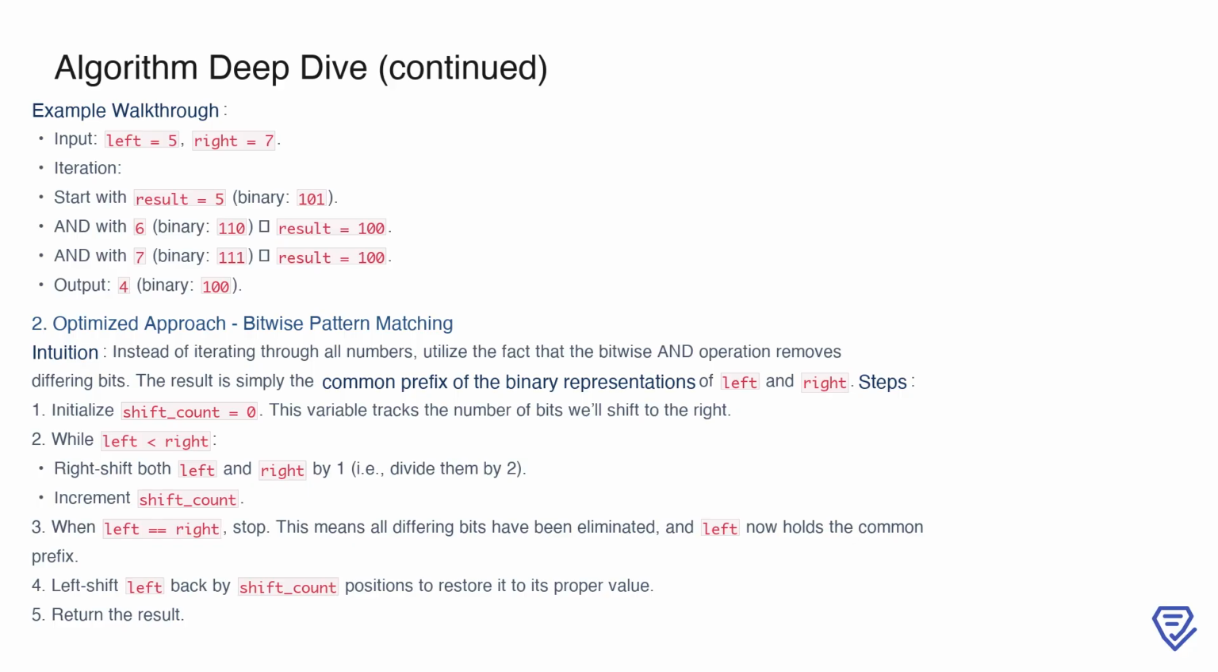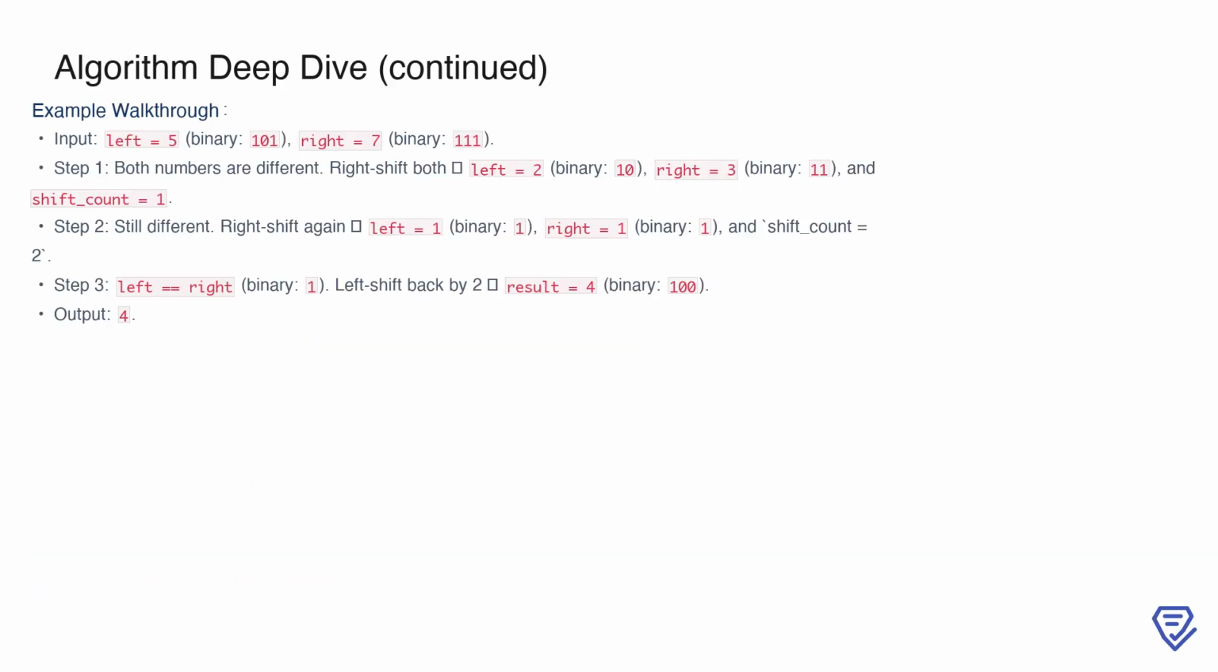This example demonstrates how the brute force method iteratively applies the AND operation across the range. However, as the range grows larger, this approach becomes computationally expensive. To address this, we use an optimized method that leverages the binary structure of numbers. Now, let's explore the optimized approach using the same input, left equals 5 and right equals 7.